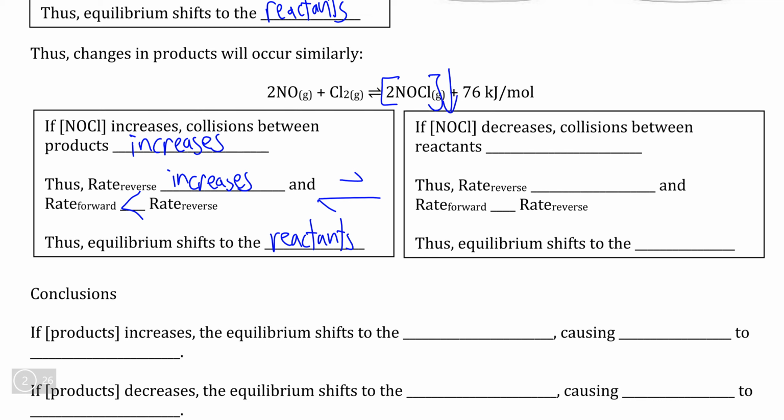decrease the concentration by removing product molecules, that means that we are going to have fewer collisions between our product molecules, and therefore the reverse rate is going to decrease as well. And now we have a situation where the forward rate is now faster than the reverse rate, which means we are going to get more products forming in order to counterbalance the original stimulus that we added.